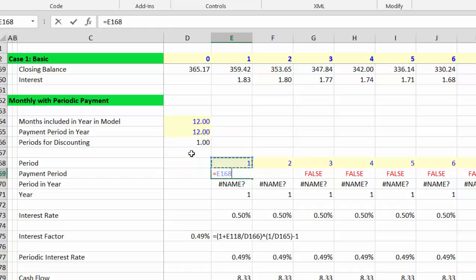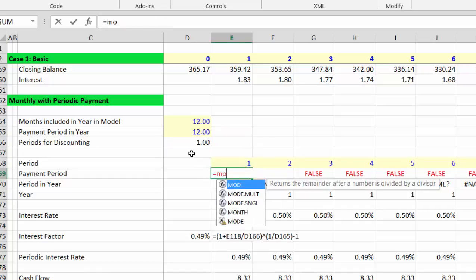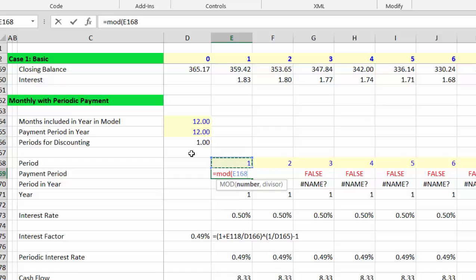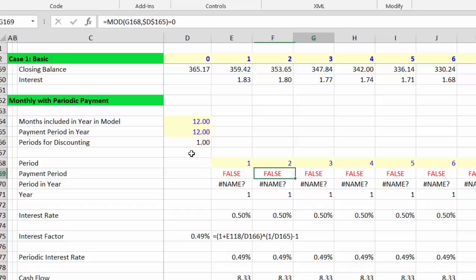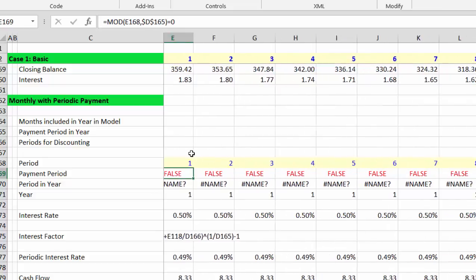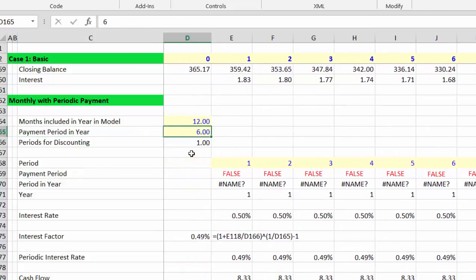So we'll just put equal MOD again, of the periods, okay, equals 0. When our remainder is equal to 0. Remember, every 12th period, our remainder is equal to 0. So if we make this a payment period every 6 months, we just have 6. If we make it every 12 months, every 1 month, we get a true. If we ever make it every 4 months, we'll get a quarterly analysis. Look at how I get the quarters wrong, okay? Let's put it back to 12 just to make it easy.